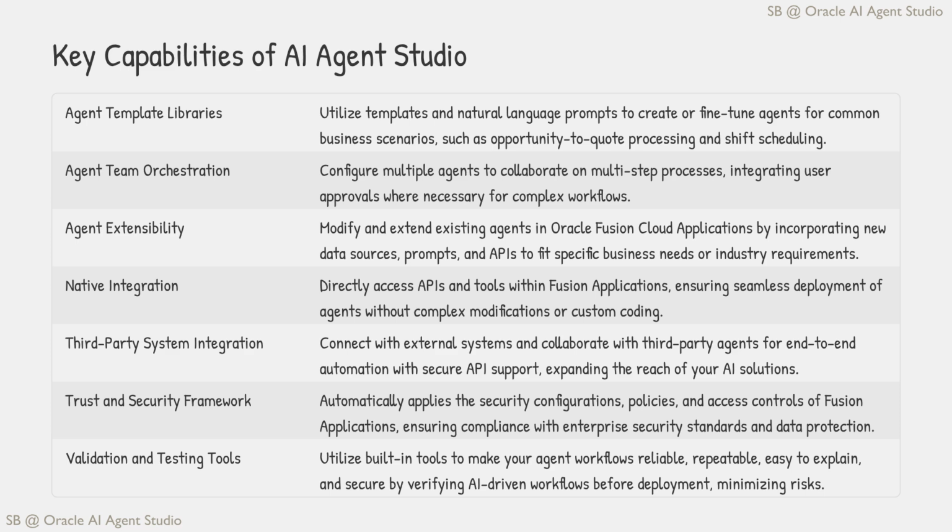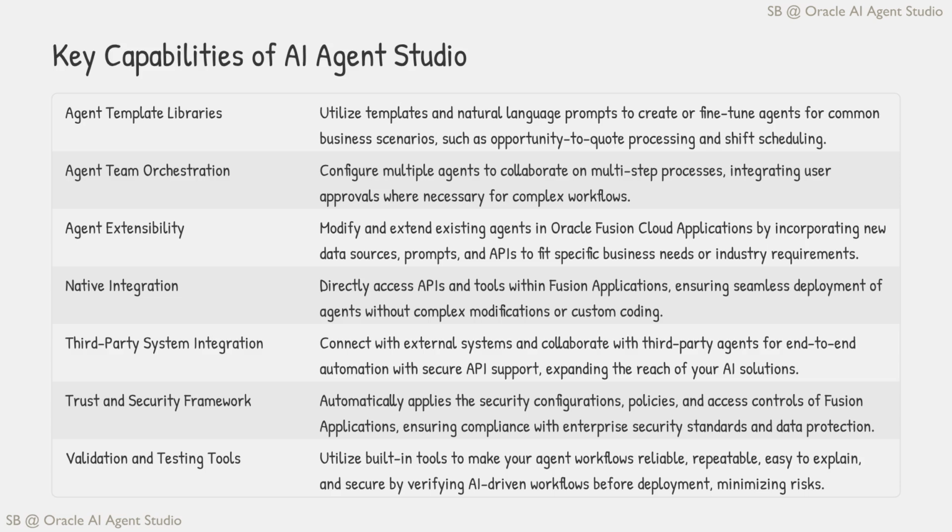Configure multiple agents to collaborate on multi-step processes, integrating user approvals where necessary for complex workflows. Modify and extend existing agents in Oracle Fusion Cloud applications by incorporating new data sources, prompts, and APIs to fit specific business needs or industry requirements. Native integration with Fusion applications.